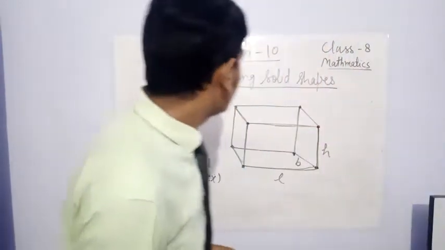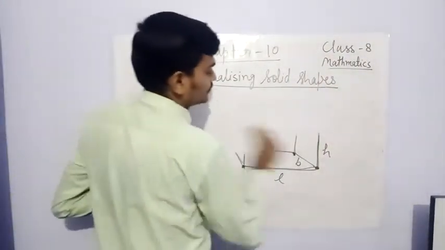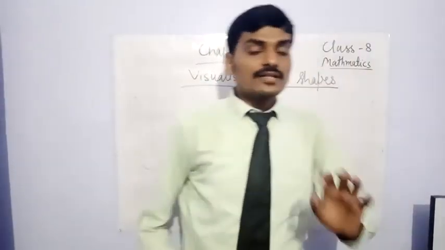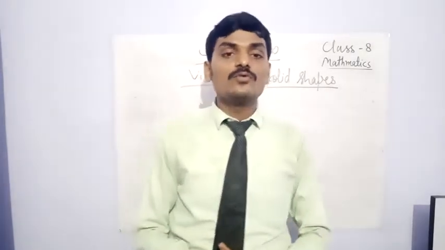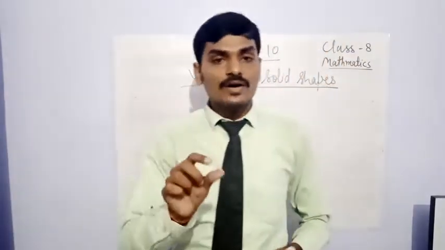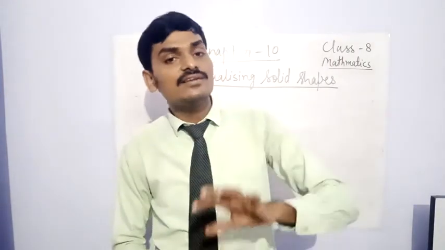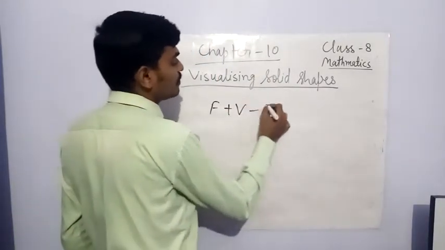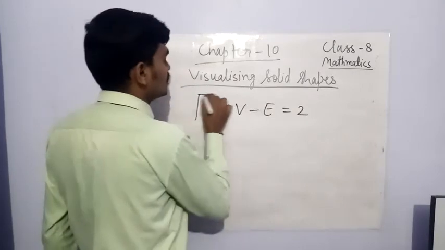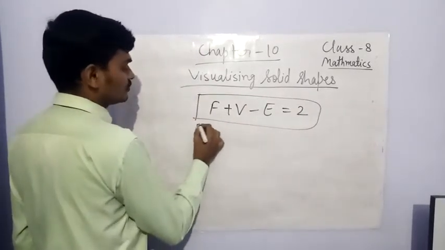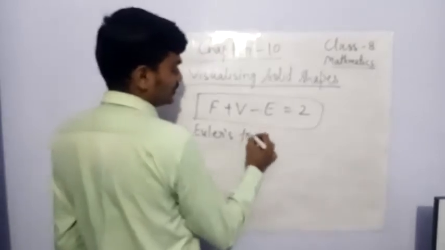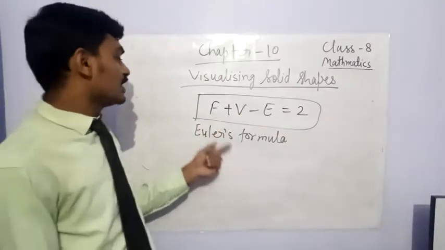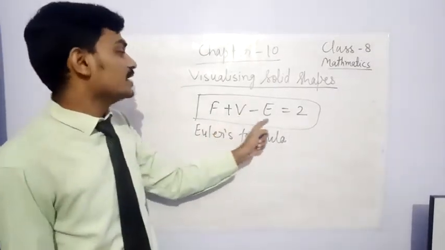Now come to Euler's formula. What is Euler's formula? Euler's formula is given to relate the number of faces, edges and vertices in any three-dimensional figure. F plus V minus E is equal to 2. This is known as Euler's formula. Euler was a mathematician, and he gave the formula known as Euler's formula: F plus V minus E equal to 2.